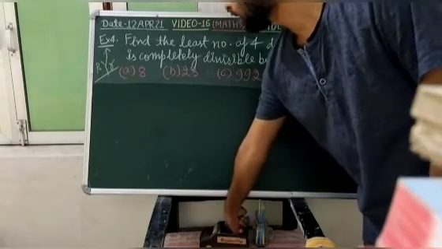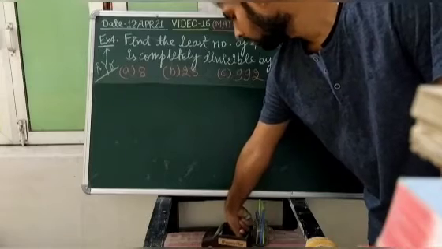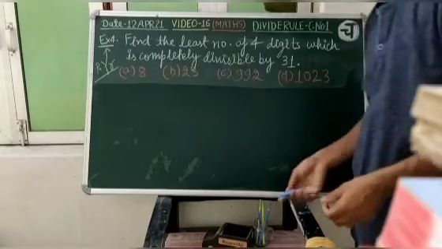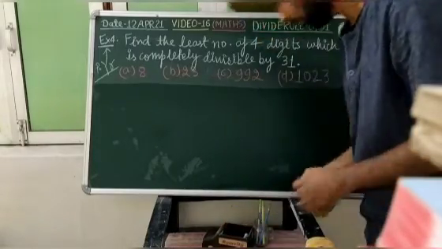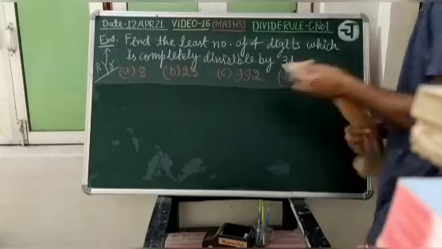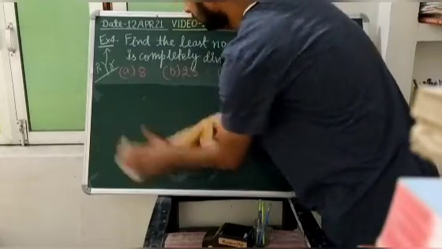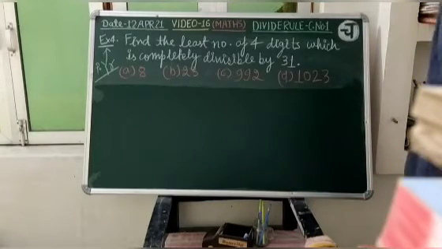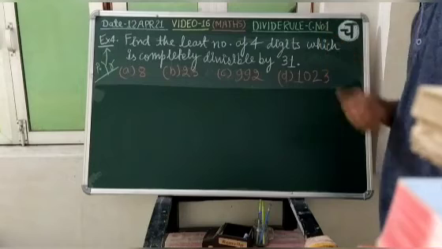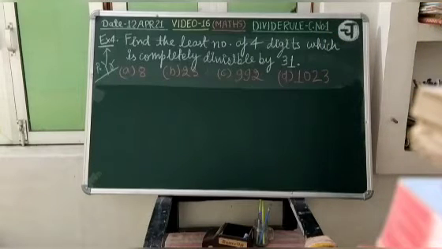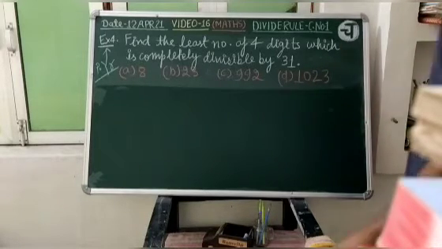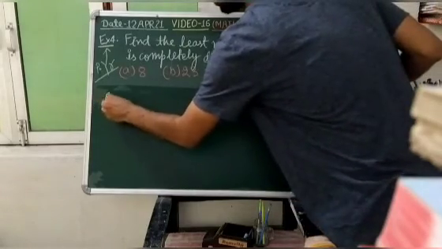So we have come to know that our least number of 4 digits will be 1000. The least number of 4 digits is 1000, and we want the least number of 4 digits which will be divisible by 31. So you will check whether 1000 is divisible by 31 or not. The solution I am providing here.